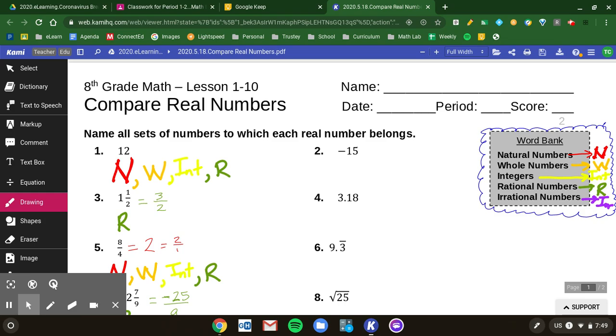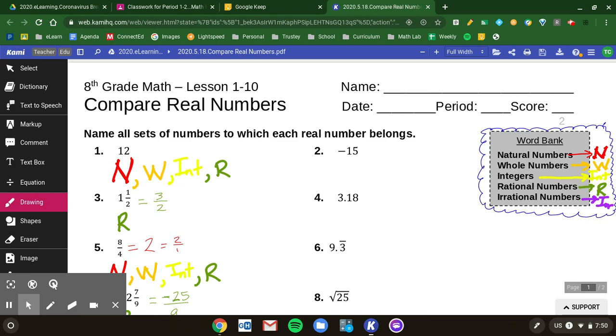On the other hand, for number 3, number 3 is not a natural number. It is not a whole number. It is not an integer because it has a part. It has that half right there. So then the only question is, is it rational or irrational? Well, I can rewrite 1.5 as 3 halves, 3 over 2, 3 to 2. That's what a rational number is. It's a ratio of 2 integers. And so we're going to write rational for number 3, and that's it.